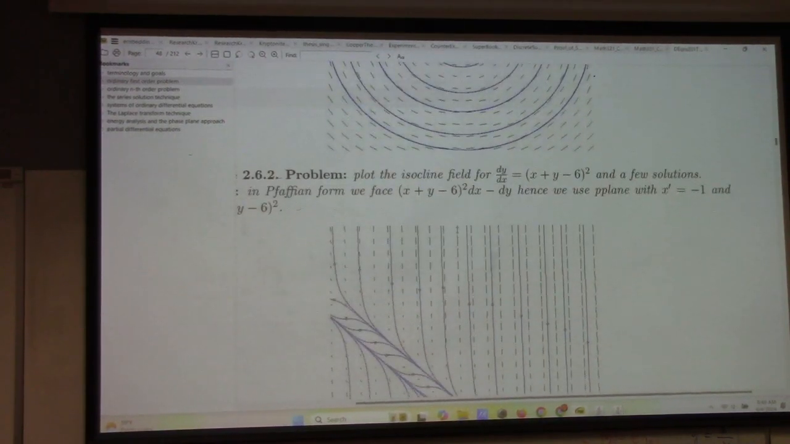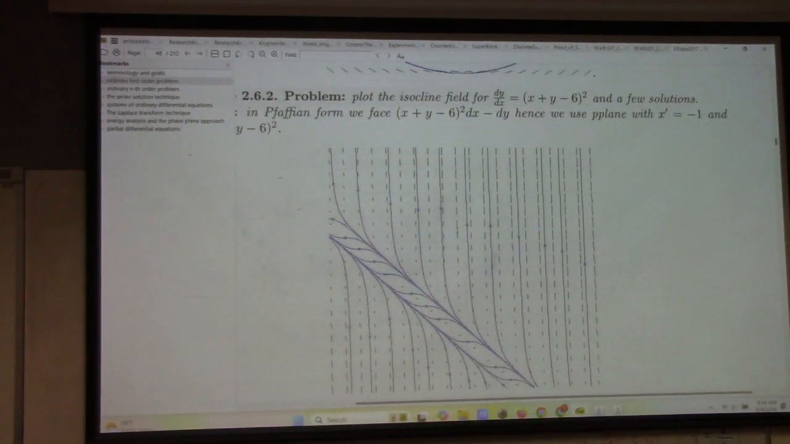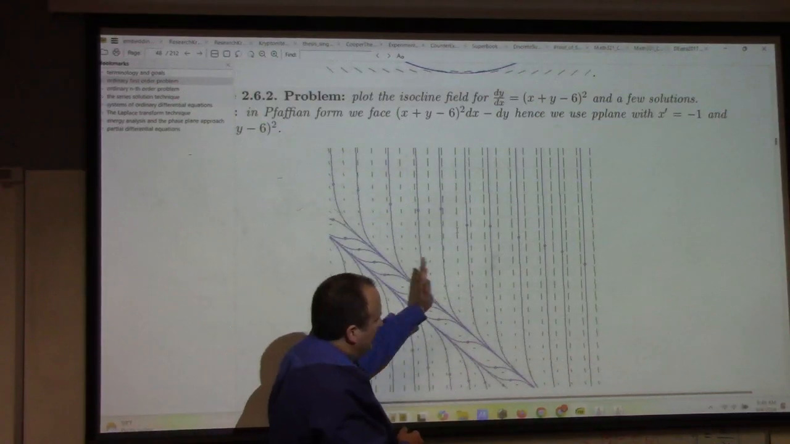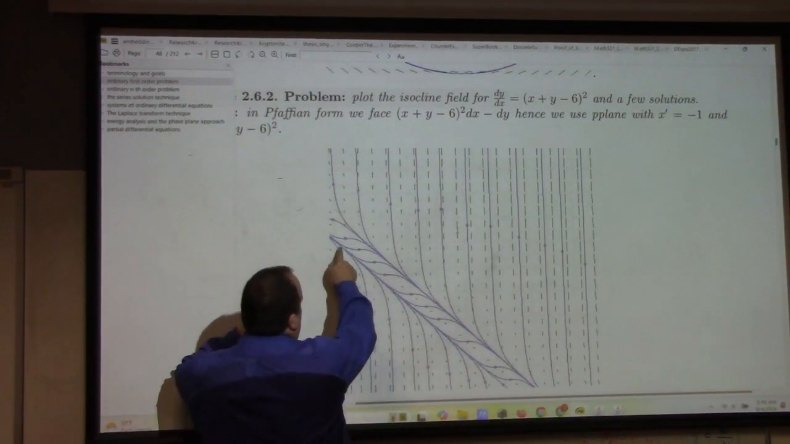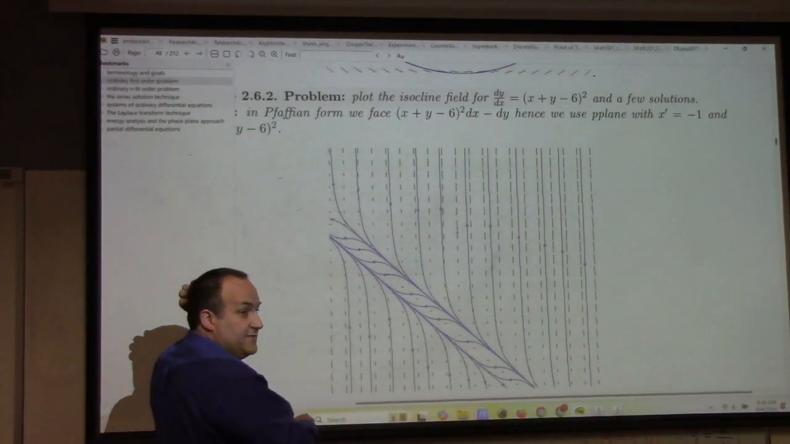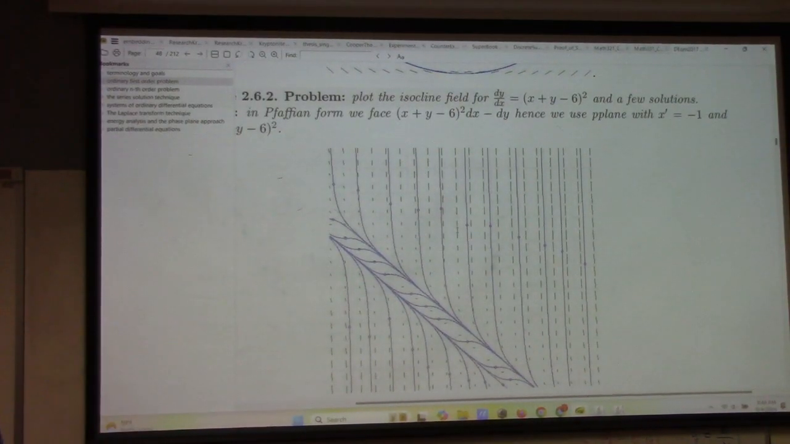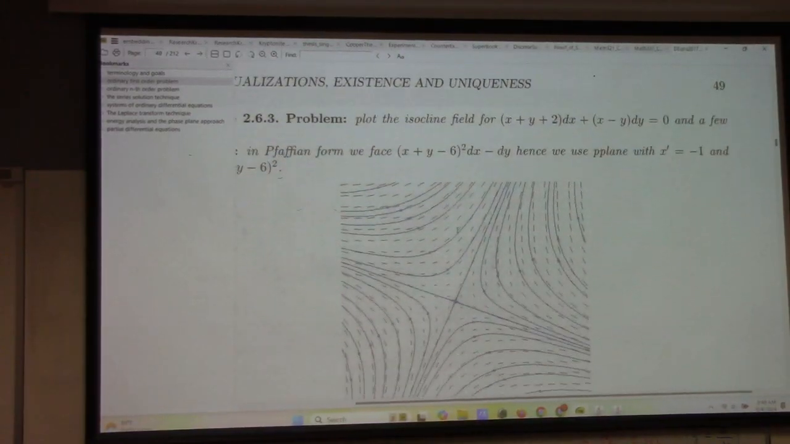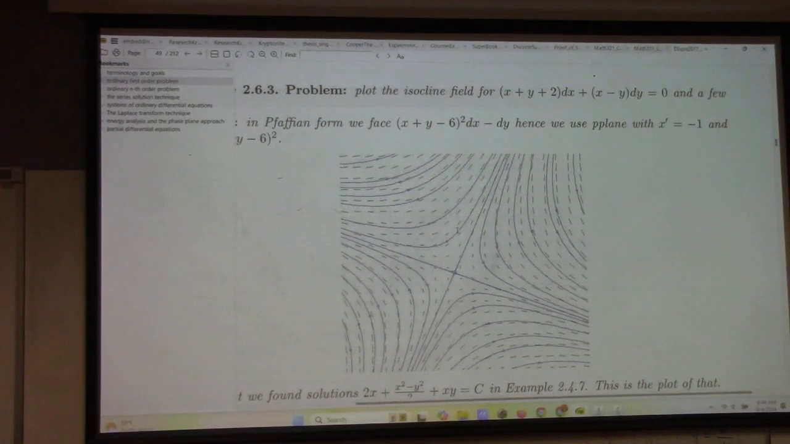Here's another one. Whoa, look at this. Dy dx equals x plus y minus 6 squared. So here's the isocline plot. And I've just clicked. These dots are places where I clicked with my mouse, and then it traces the solution through that like that. All right. Here's another one. So as you can see, the solution sets to differential equations have all kinds of different patterns, right?